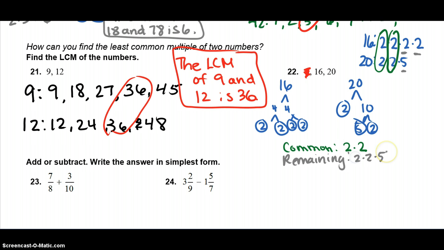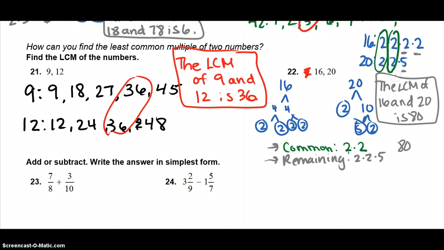To find the LCM here, I take my common list and I multiply that by my remaining list. So I do 2 times 2 times 2 times 2 times 5. In this case, that is 80. So I'm going to write my sentence, the LCM of 16 and 20 is 80. And that would be my final answer. Again, if you use the listing method, you should still get the same answer.